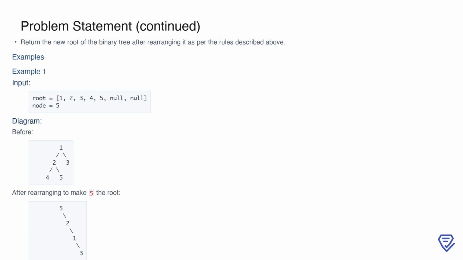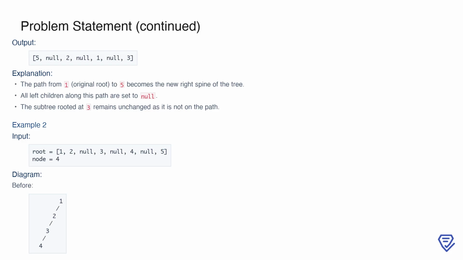After rearranging to make 5 the root, the tree transforms into a linear structure. Node 5 becomes the new root, and the path from 1 to 5 forms the new right spine of the tree. The subtree containing 3 remains unchanged, as it is not part of the path. The rearranged tree in the example is represented as 5, null, 2, null, 1, null, 3.